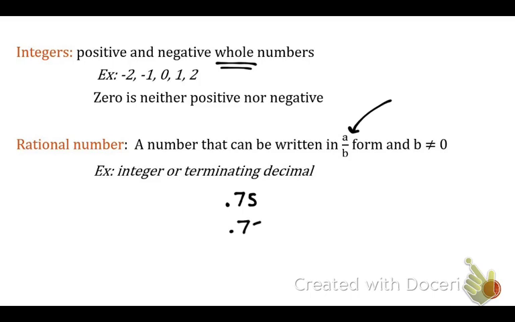But if it went on like this, 0.757575, did that end? No, what is that called? Repeating. That keeps going on and on. So this right here would not be a rational number because it goes on and on and on forever. Okay? So that's a little bit right there, the difference between integers and a rational number.